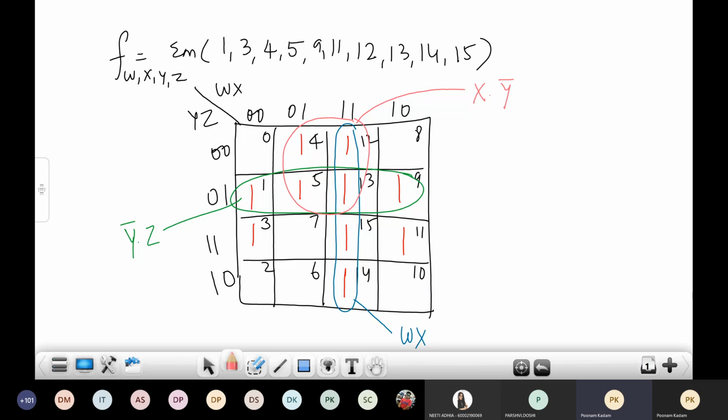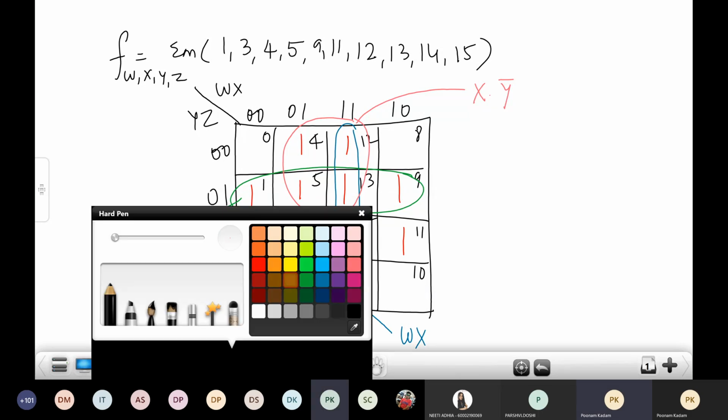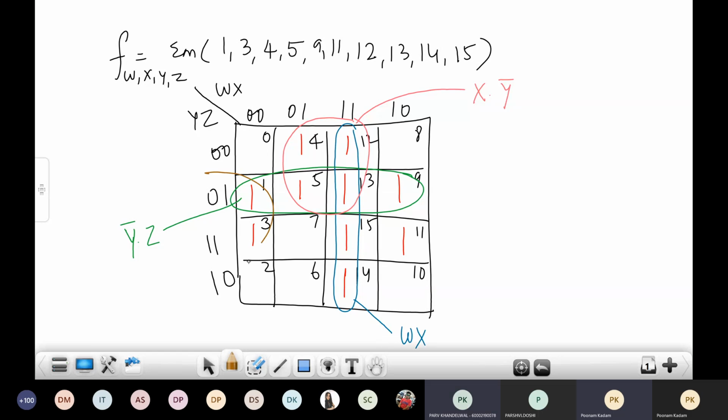Which other group? We can fold the K map. Cells 1, 3, 9, 11 form a group, and the resulting product term would be X bar dot Z. So how many are there? 1, 2, 3, 4. One more group you can form.